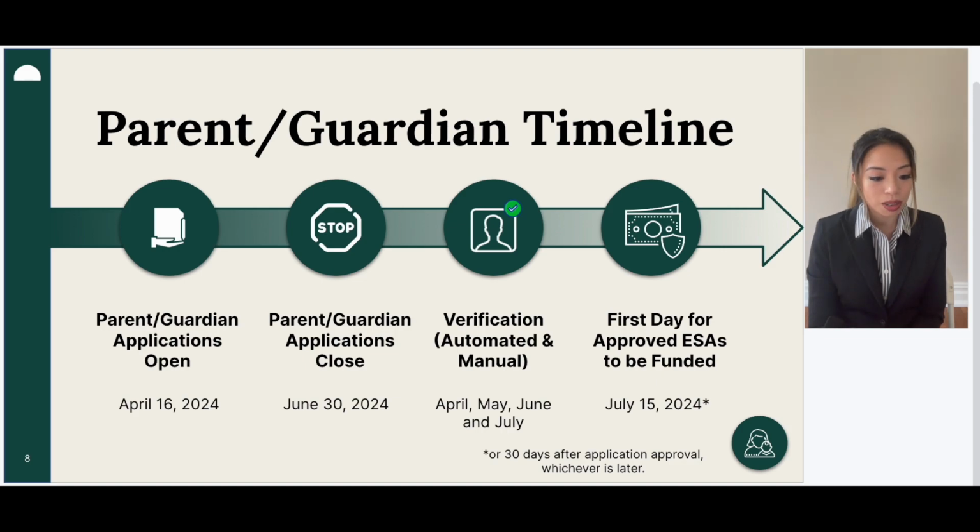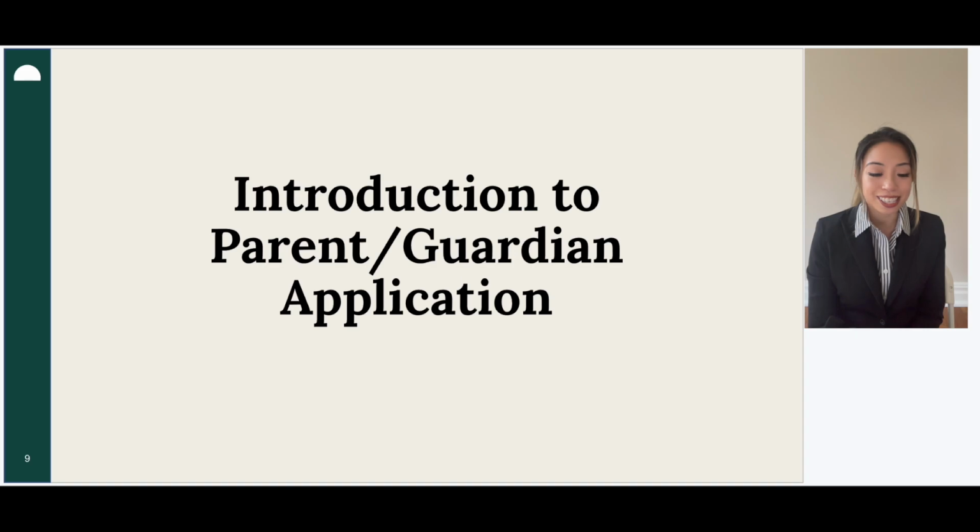Let's cover those again because they are important dates. Again, applications open on Tuesday, April 16th, 2024. They will remain open until the end of the month on June 30th, 2024. During that time and into July, verification will be ongoing. Finally, the first day for approved ESAs to be funded is July 15th, 2024, or 30 days after application approval, whichever is later. Now, let's have an introduction and take a look step by step at the Parent Guardian application.